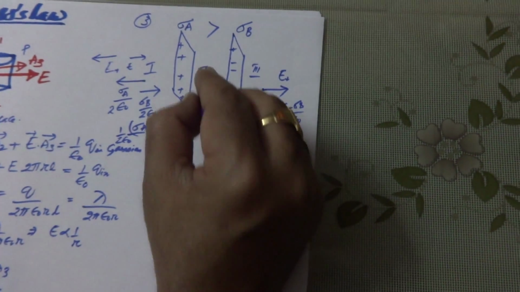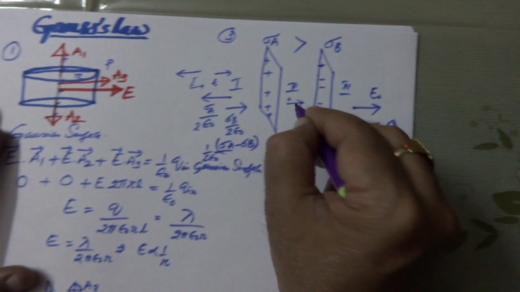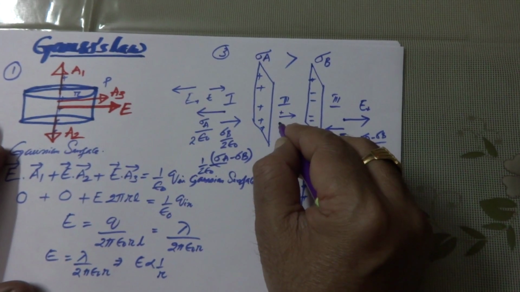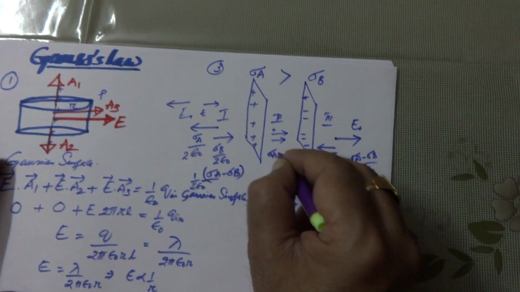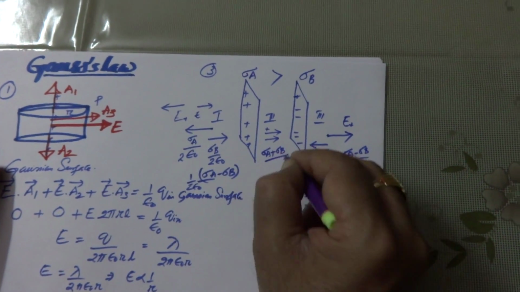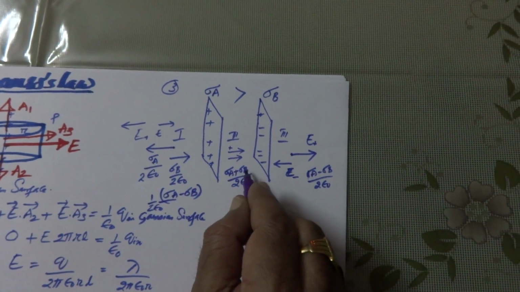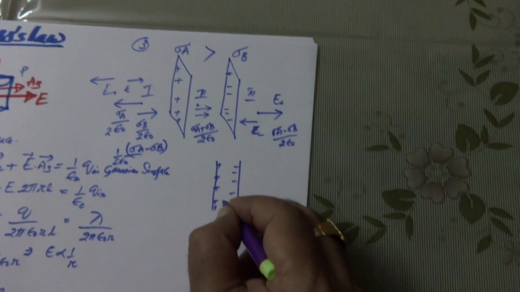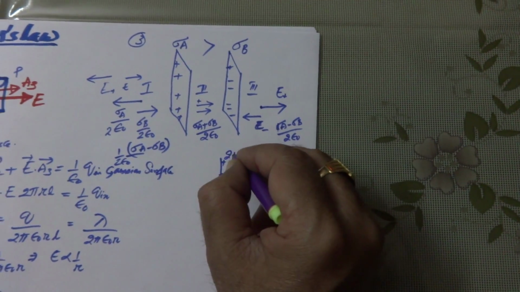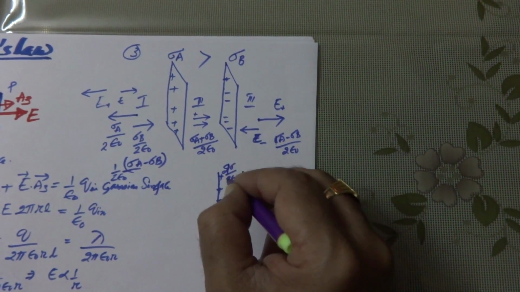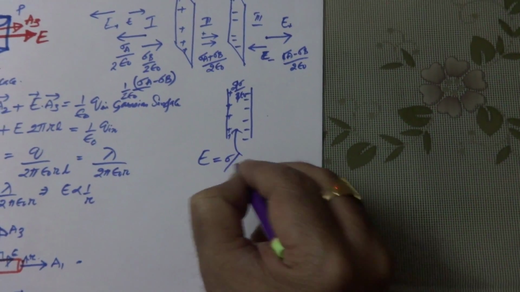Now what happens in the second region? Here, if you imagine a point unit positive charge, it will be repelled by this one, and it will be attracted by this one. So here the two vectors are in the same direction, so we have to add: sigma A plus sigma B by 2 epsilon naught. If sigma A and sigma B are equal, as in the case of the parallel plate capacitor, that must be equal to 2 sigma by 2 epsilon naught. Therefore sigma by epsilon naught is the electric field within the capacitor.